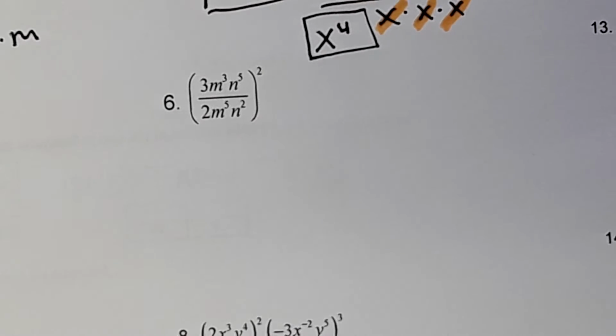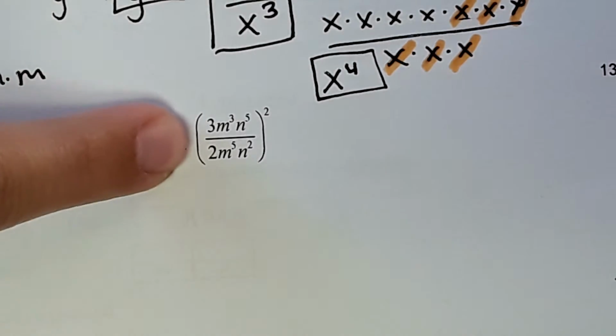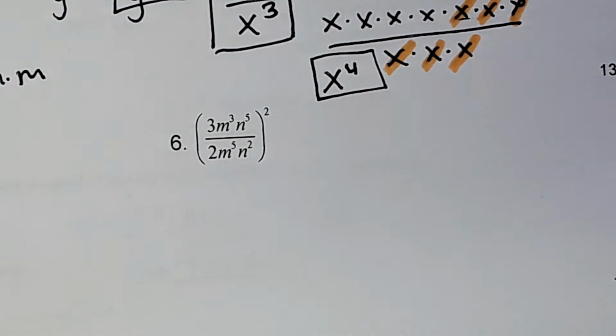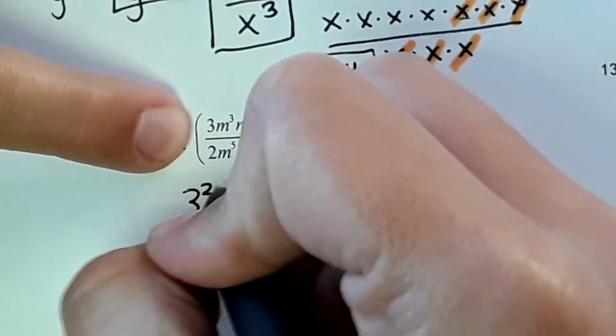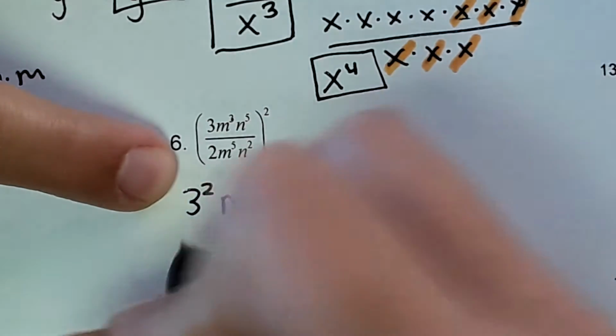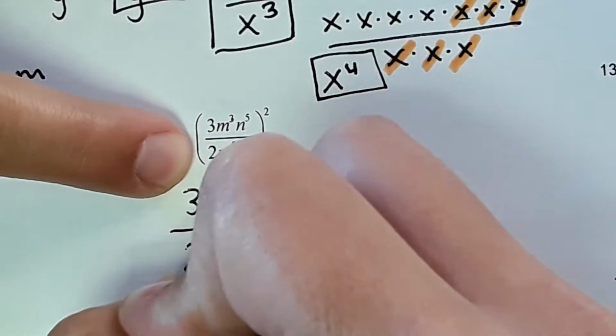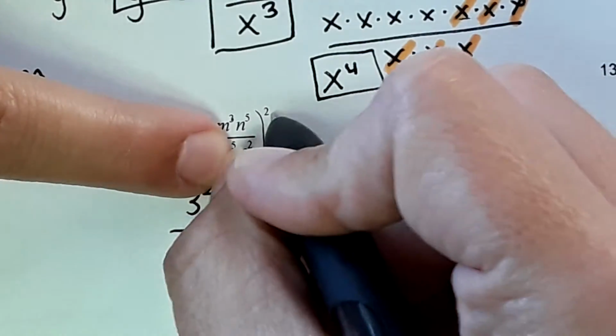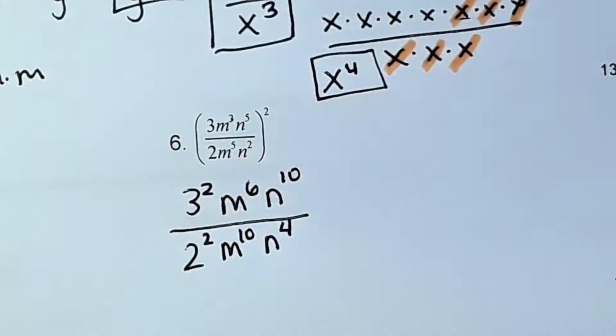Okay, continuing, number 6. Now we have a fraction, we have the squared outside. We need to distribute this squared to everything on the top and the bottom. So we're doing the same thing we did over in number 5, but now we're doing it to everything, top and bottom. So everything's getting squared. So it'll be 3 squared. This will be 3 times 2, so m to the 6th, n to the 10th power, over 2 squared. 5 times 2, m to the 10th, and n squared times 2 would be n to the 4th power.